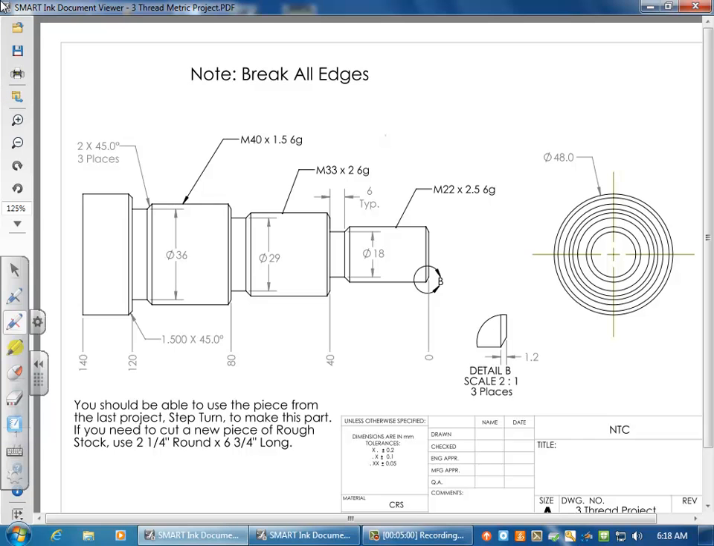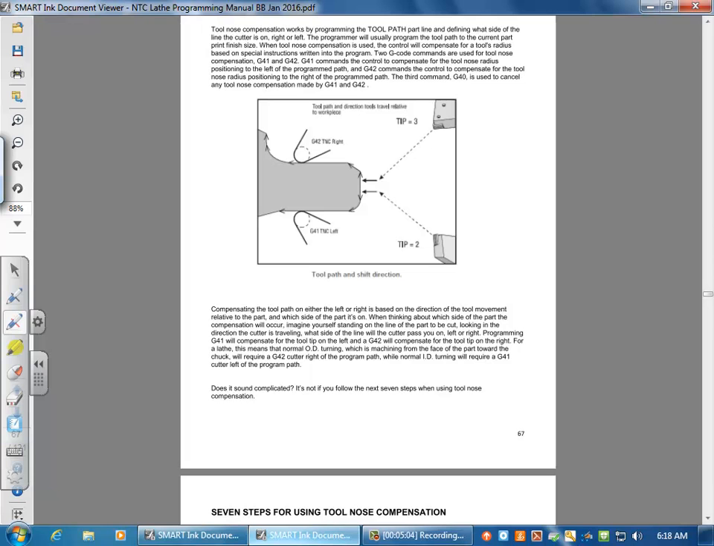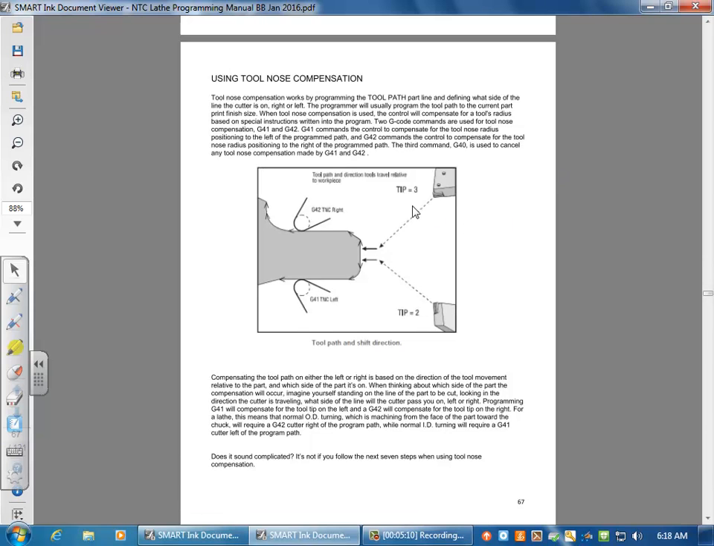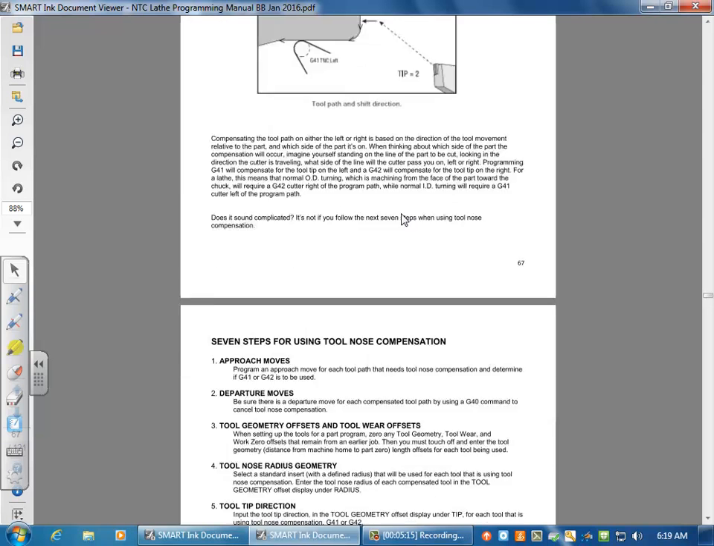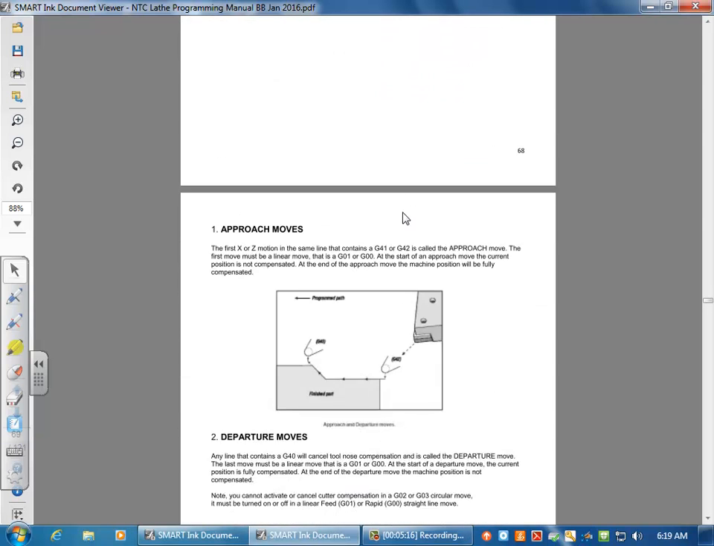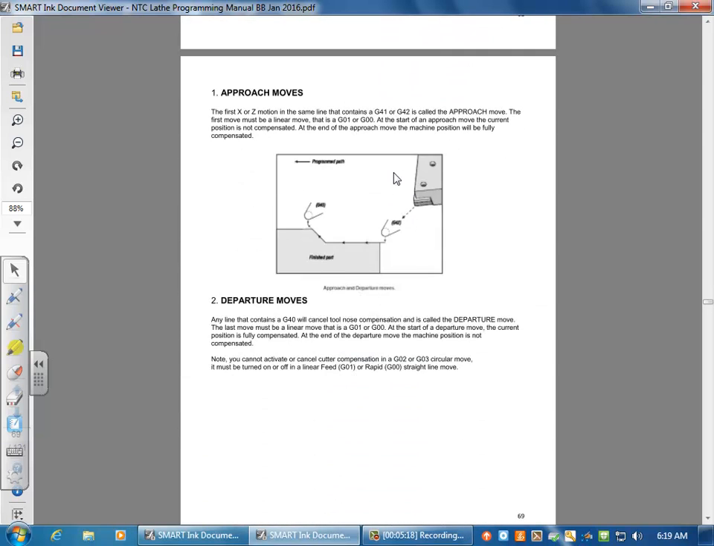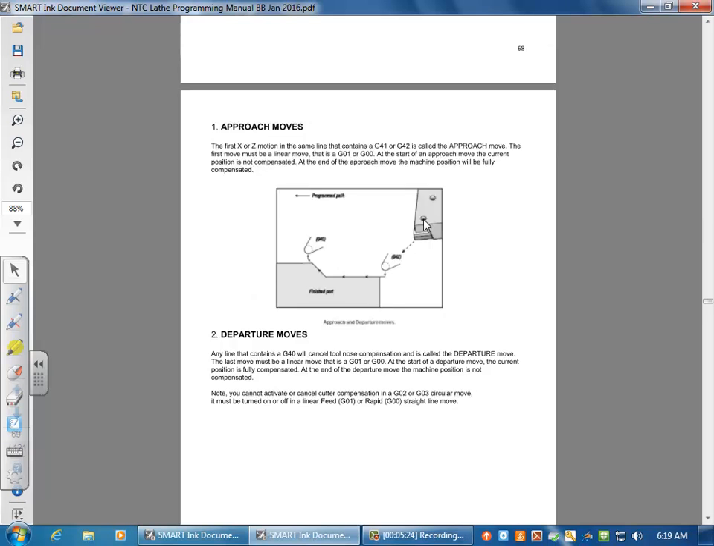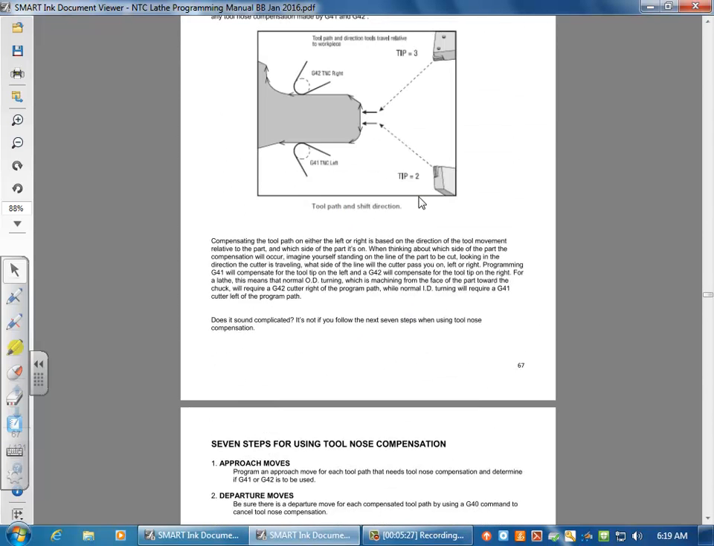So I want to go back into our manual, and on page 67, they start talking about it. So with tool nose compensation, the first thing you need to do is your approach move and your exit move, or canceling your cutter comp. Okay? Maybe a little jump ahead.